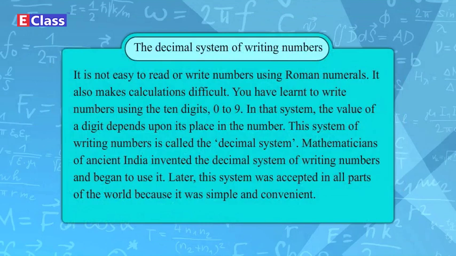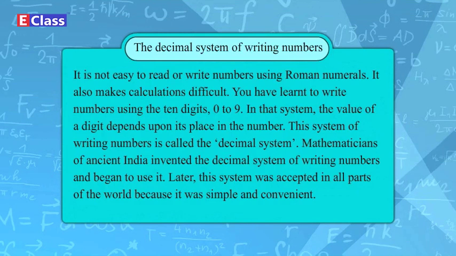The decimal system of writing numbers. It is not easy to read or write numbers using Roman numerals. It also makes calculations difficult. You have learned to write numbers using the 10 digits 0 to 9. In that system, the value of a digit depends upon its place in the number.